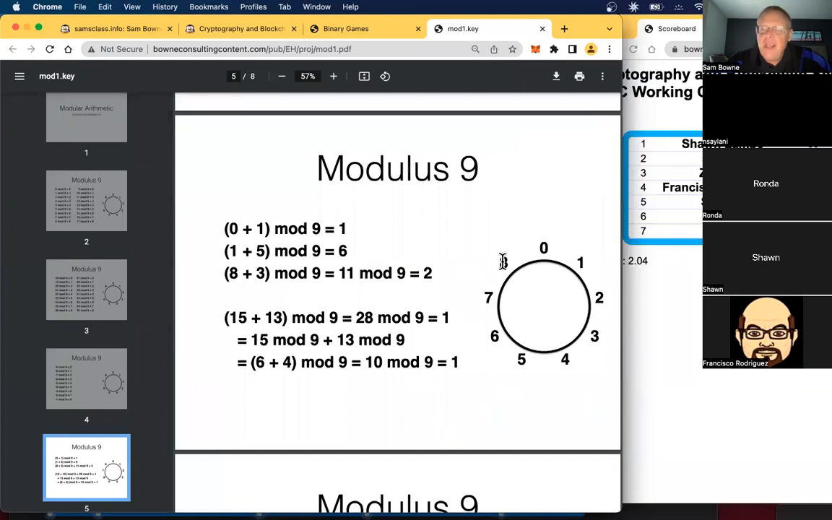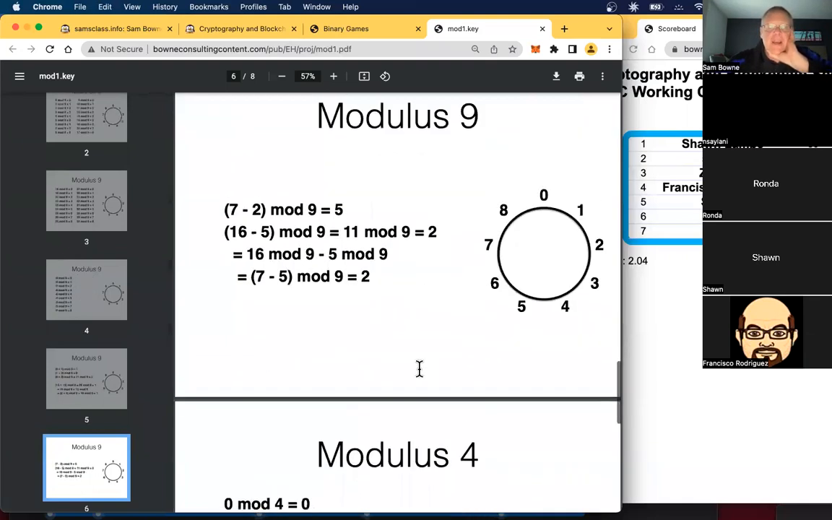I can take 8 and add 3. I'll get 2. You can also break it up. You can make 15 plus 13 mod 9. That's going to be 28, which is 27 plus 1. So the remainder is 1. Or you can do these separately, 15 mod 9 and 13 mod 9. This will give you 6 plus 4, which is 10. So you can add and subtract.